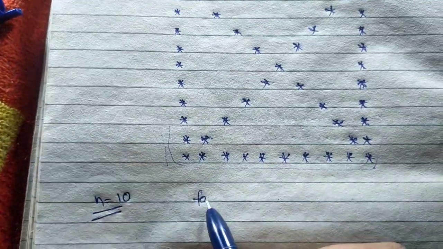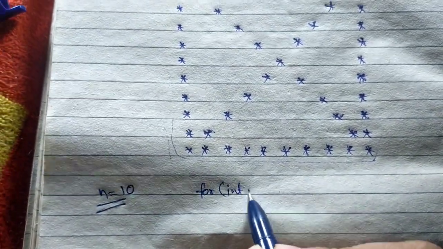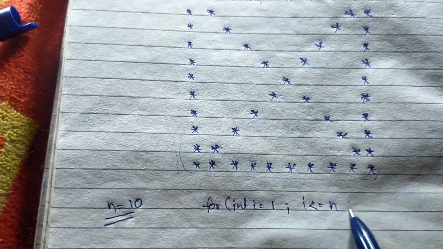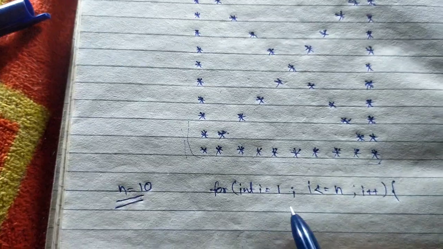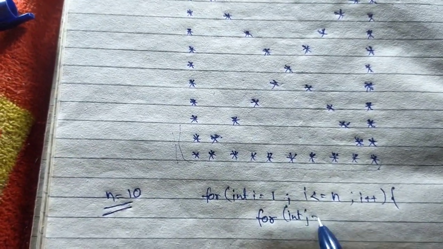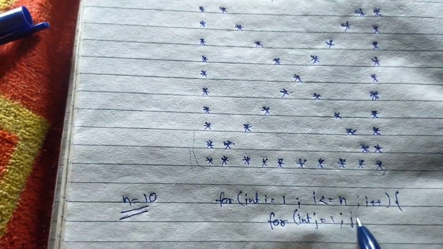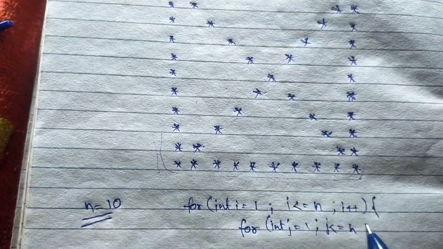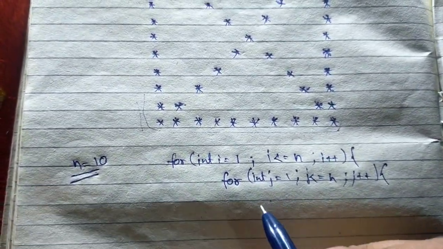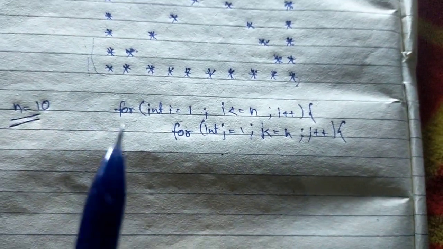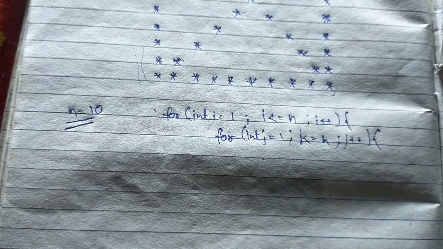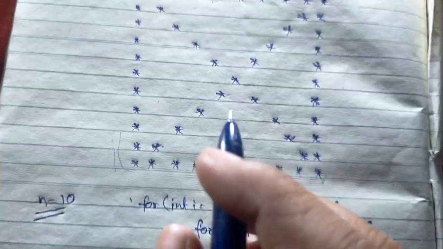After that I am writing the outer loop: int i equals 1, i less than or equal to n, i plus plus. After that I am printing columns with int j equals 1, j less than or equal to n, j plus plus. It is the same as all patterns. Now we make our logic for printing this pattern.